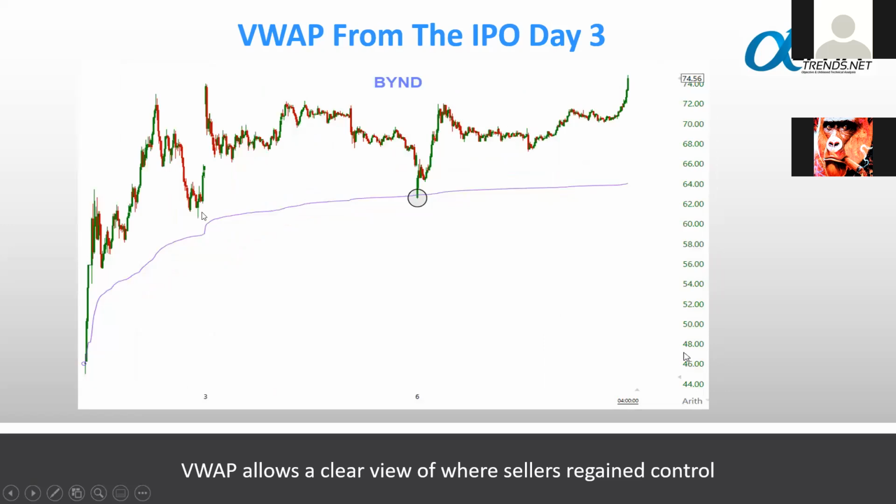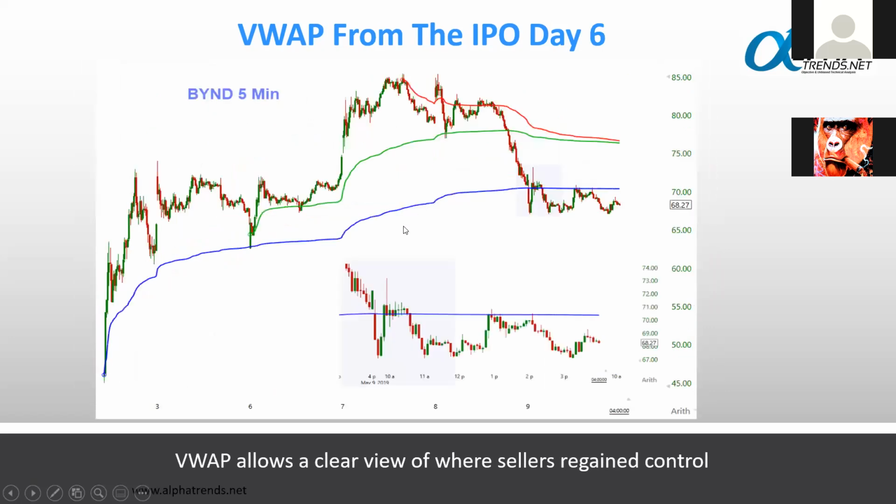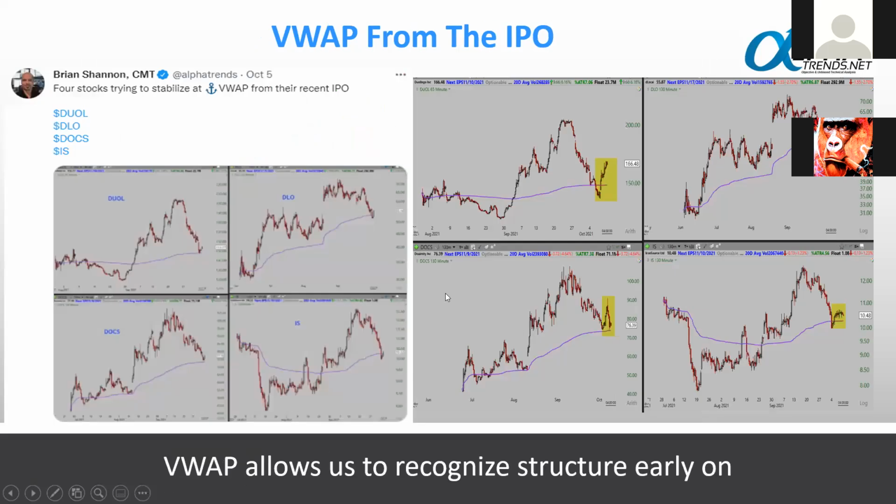And then if we come in and look, here we are 3 days later, the volume weighted average price from the IPO. It opened on that and just continued to ramp higher. 6 days later, there's that volume weighted average price. We anchor to that. Here's where the sellers took control. It came down to the VWAP from the IPO and then kind of got stuck under it.